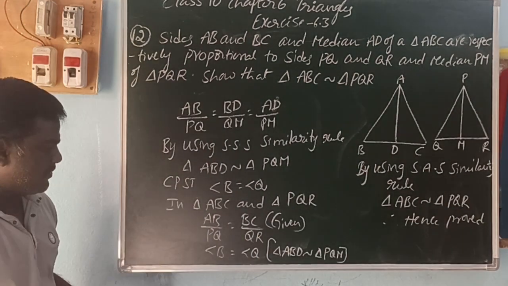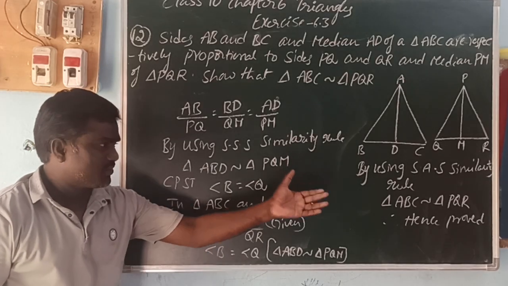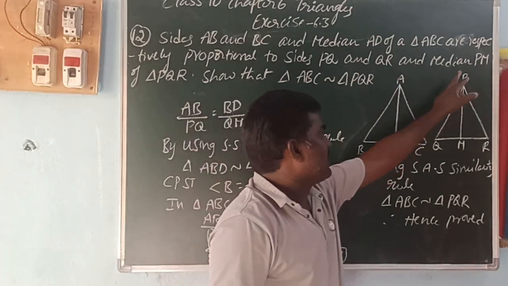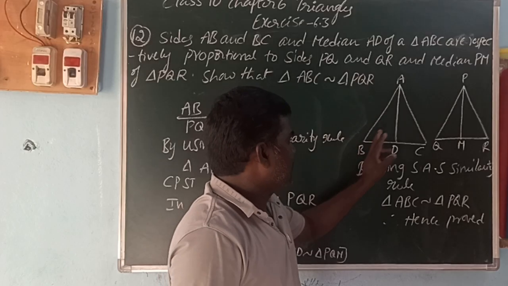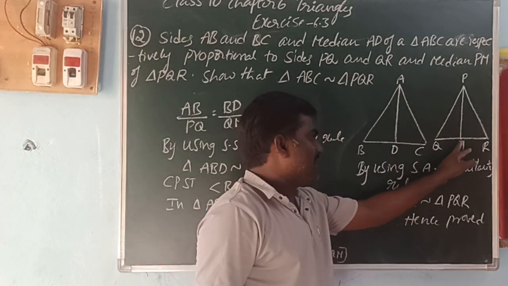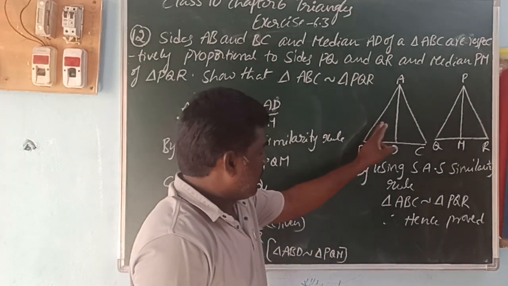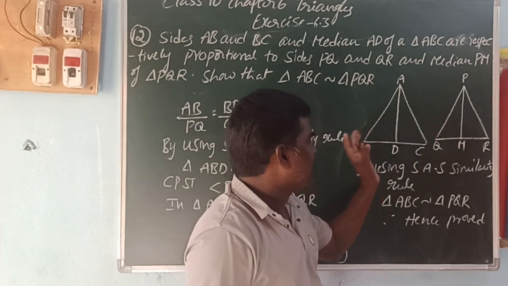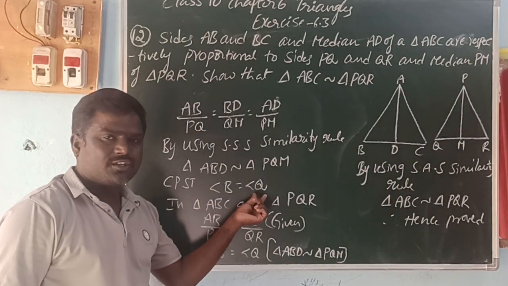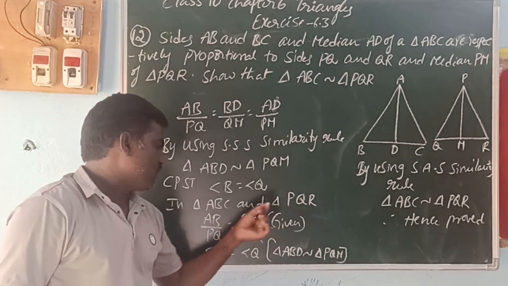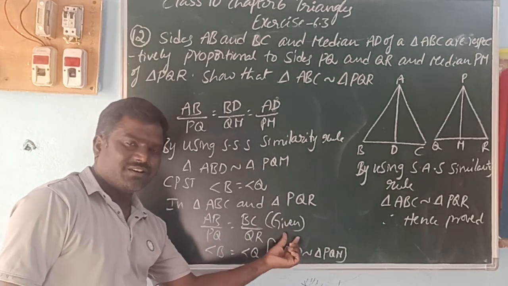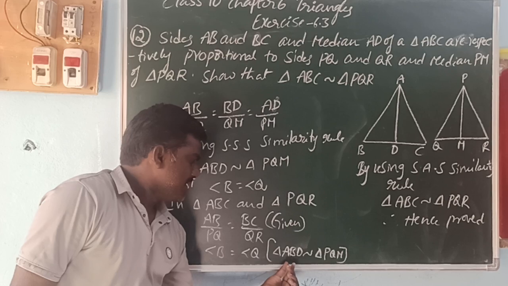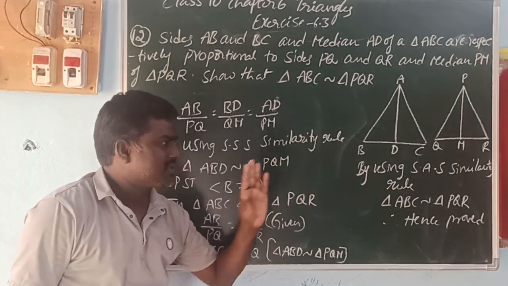How can we prove it? By using the side angle side similarity rule, the two triangles are similar. They are given that AB by PQ is equal to BC by QR. Here D and M are midpoints. So by using the midpoint formula, we can prove that triangle ABD and triangle PQM are similar. When these two triangles are similar, their corresponding angles are equal, angle B is equal to angle Q. So therefore, in triangle ABC and triangle PQR, AB by PQ is equal to BC by QR. It is given. Next, angle B is equal to angle Q, which we get by the similarity rule in triangle ABD and triangle PQM. So therefore, by using the side angle side similarity rule, the two triangles are similar.